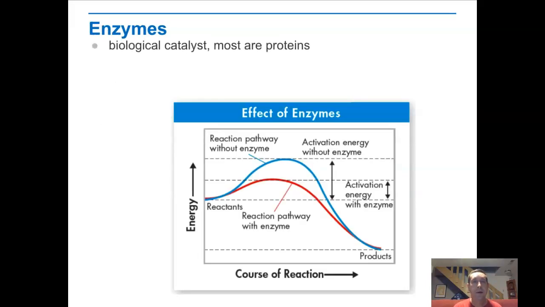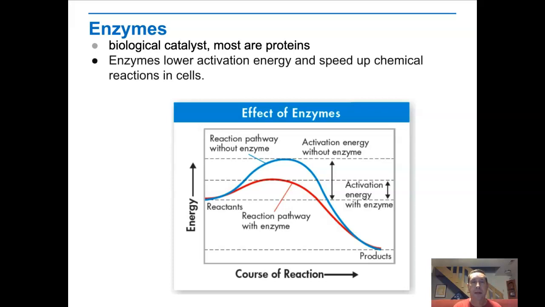So enzymes are biological catalysts, and most enzymes are proteins, and the shape of the enzyme is important to its function. Enzymes lower activation energy and speed up chemical reactions in cells. The reactions that living things need to occur wouldn't occur fast enough without enzymes. So enzymes are really important. You can see in the graph here, with the enzyme, the activation energy is much lower than without.